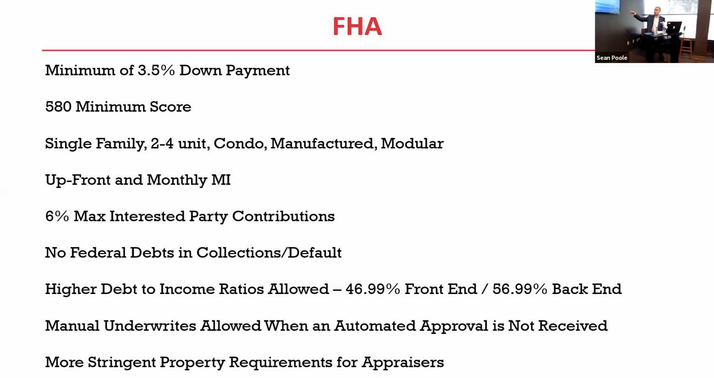But on FHA loans and VA loans and USDA, we can do manual underwrites. So if the system doesn't give us an approval, as long as you fall in the debt to income ratios for manual underwrites, which are lower, so you can't go this high on manual underwrites. You usually go to 31 front end and 43 back end on these. So if you have pretty strong debt to income ratios and not really bad credit in the last year, we can do a manual underwrite too. That's another good thing with FHA, is they have a little bit of flexibility as far as the approval if we don't have the automated approval there. And then of course, more stringent requirements for appraisers.